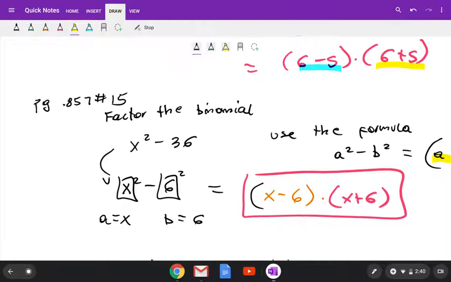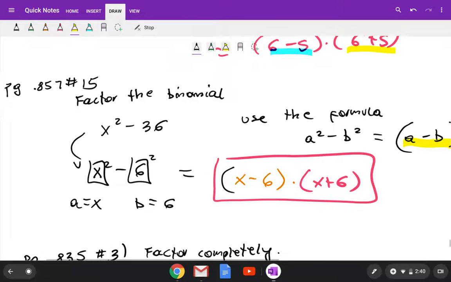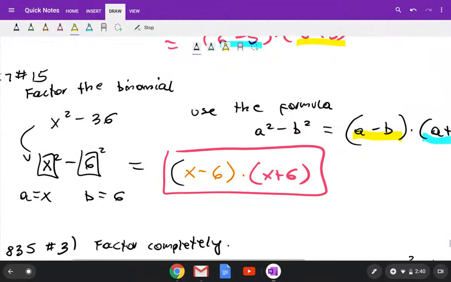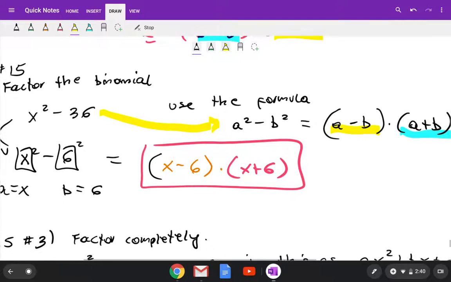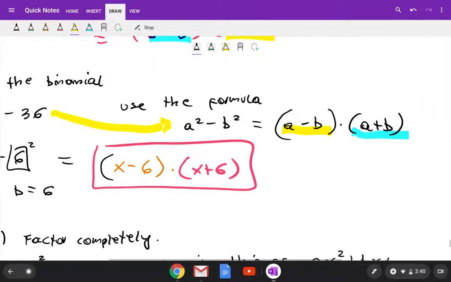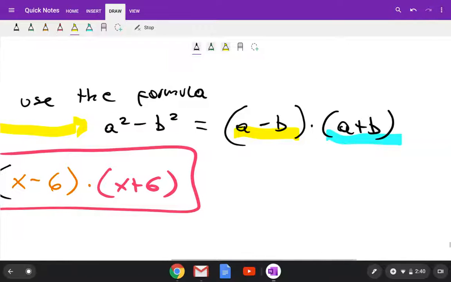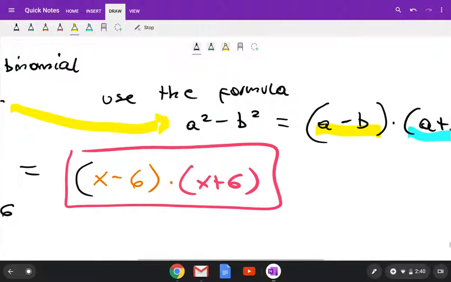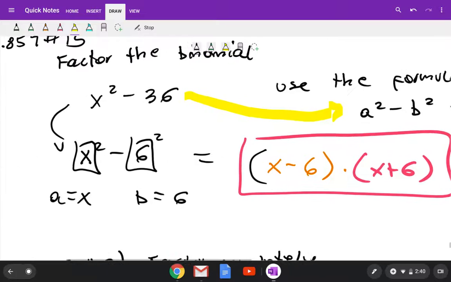Next is the problem from the same page, 857, number 15. They ask you to factor the binomial x squared minus 36. Since you have a difference of two squares, you definitely can apply this formula right here. a squared minus b squared can always be factored using the formula a minus b times a plus b. To be able to factor that, you have to figure out what a and b are.